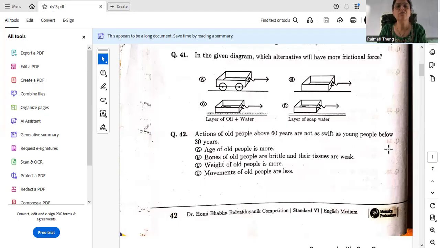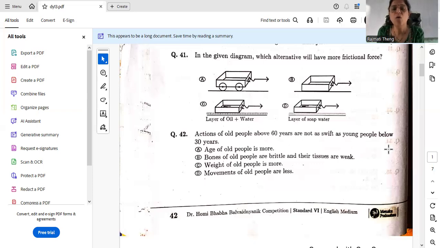Then question number 42. Actions of old people above 60 years are not as swift as those of young people below 30 years. Option A, age of old person is more. Option B, bones of old people are brittle and their tissues are weak. Option C, weight of old people is more. Option D, movement of old people is less. So movements are not swift. Why? Correct option, that is option B.